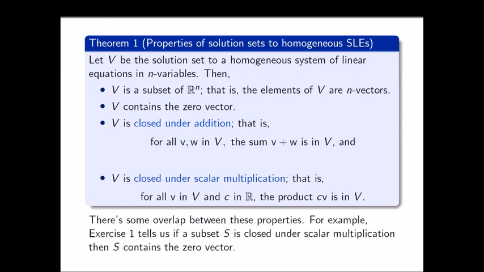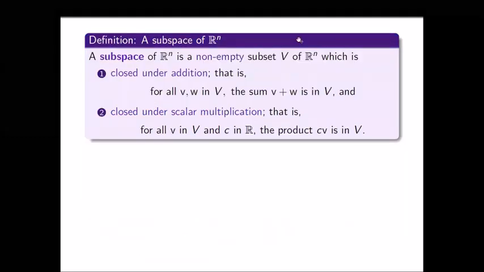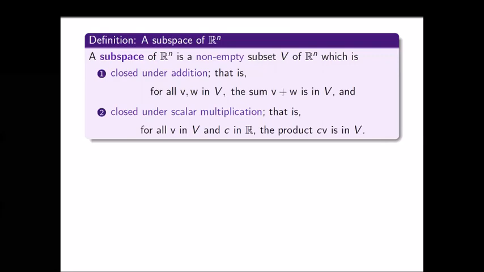So there's a little bit of overlap in these properties. For example, we don't really need this property of V containing the zero vector, because we just showed on the last slide that closure under scalar multiplication actually implies the containment of the zero vector. So we can just forget about that. Okay, so let's look at another definition.